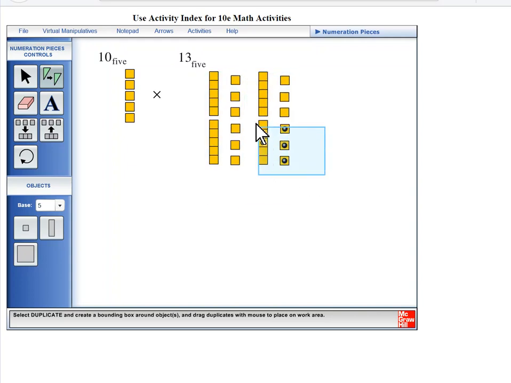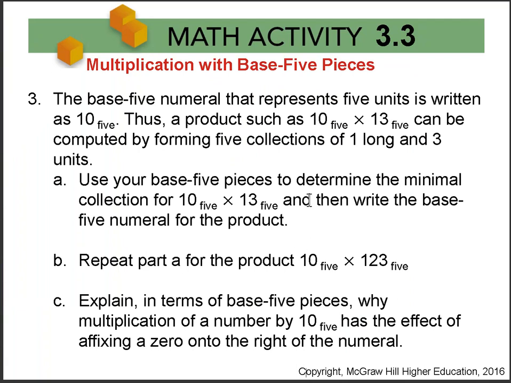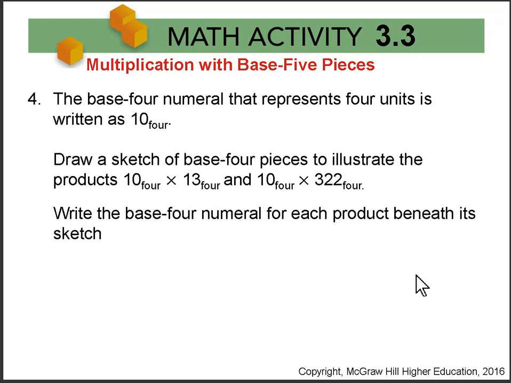of 1, 3 base 5, and then I will make a minimal collection, and then I'll be able to determine the resulting base 5 numeral that I get when I multiply 1, 0 base 5 times 1, 3 base 5. In question 3, we have you take that a little further and see what happens when you multiply 1, 0 base 5 times 1, 2, 3 base 5, and then think in general terms.